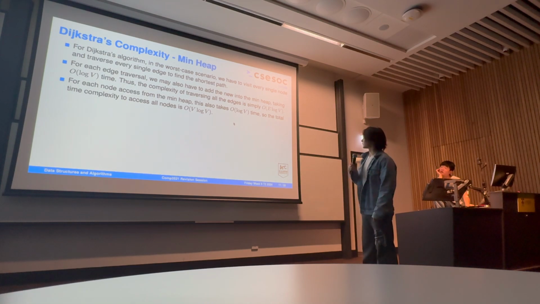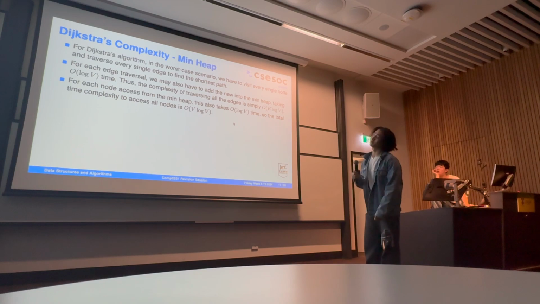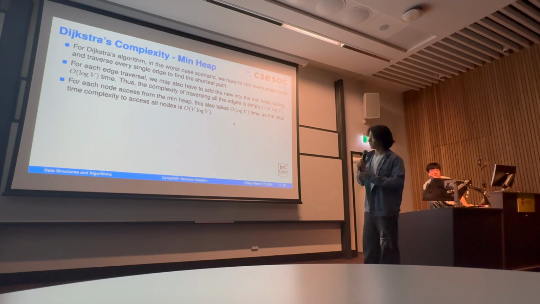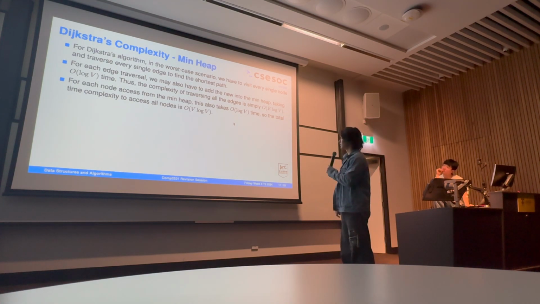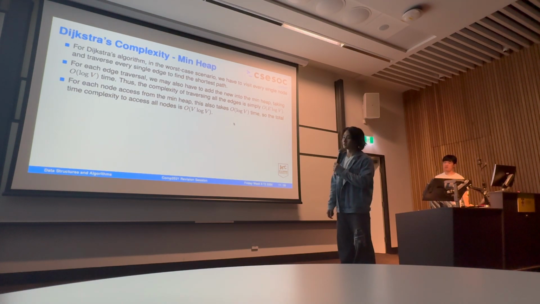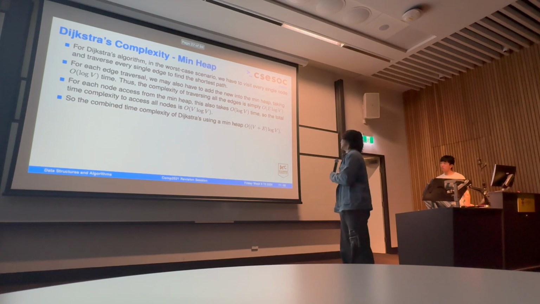Now, the time complexity of a heap or a PQ using a heap is going to be log V for each insertion, and deletion as well, actually. And so traversing all the edges is simply E log V, because we have to do it for each edge. And for each node to access from the min heap, this also takes log V, so the total time complexity to access all the nodes is V log V, and all of it is (E + V) log V total.